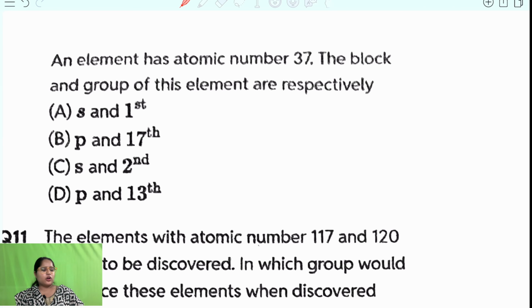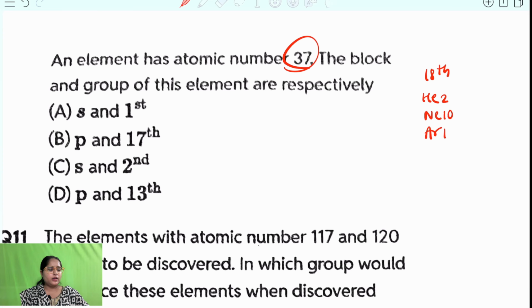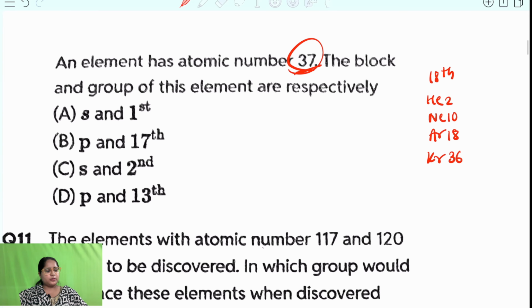An element has atomic number 37. Find the block and group of the element. Now you can do it quickly. We will go to our inert gas 18th group. Inert gases: helium 2, neon 10, argon 18, krypton 36. You should remember this. We will stop here, because they are asking only about 37. You can also write down xenon, 54. So they are talking about 37.